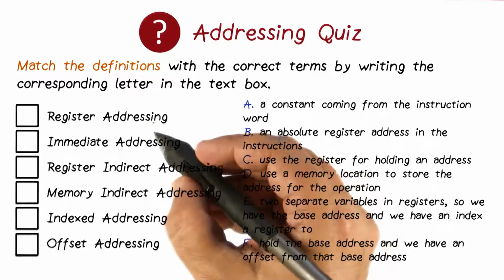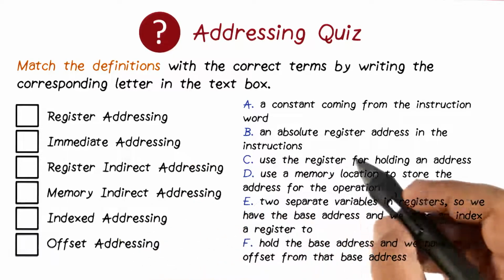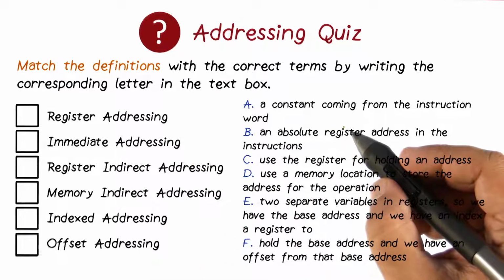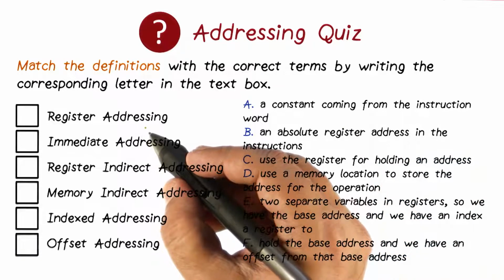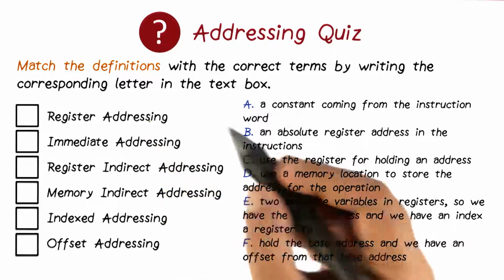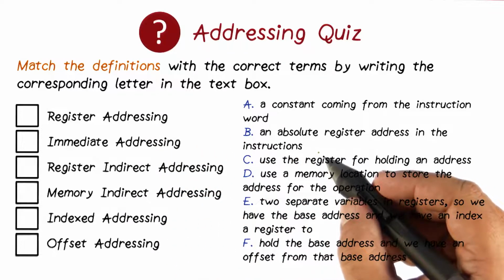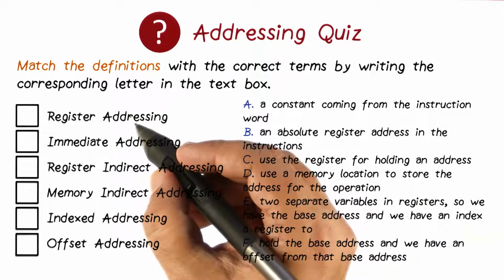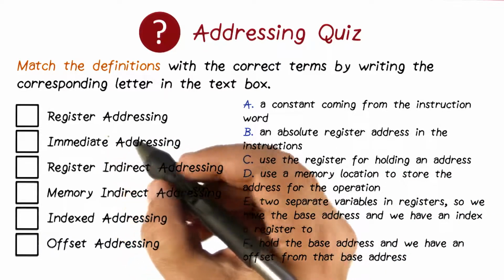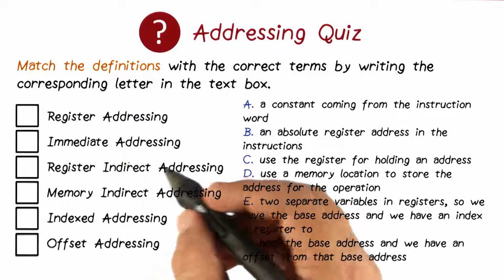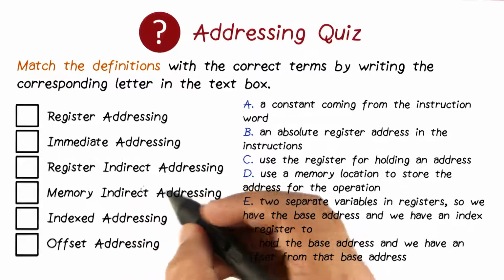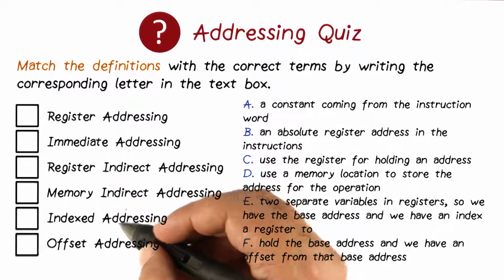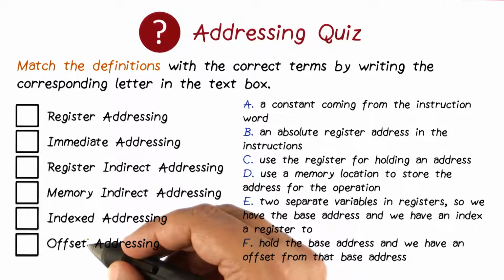What I have are the different addressing modes which are written over here, and on the right hand side I have the meaning of each one of those. What do they exactly mean and how they are implemented? So we have boxes in front of each one of these addressing modes, and you are supposed to pick the right letter from the right hand side and fill it in. The first one, register addressing. The second one, immediate addressing. The third one, register indirect addressing. The fourth one, memory indirect addressing. The fifth one, indexed addressing. And then the last one, offset addressing.